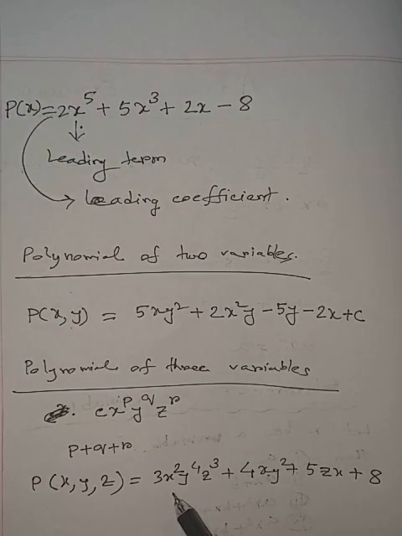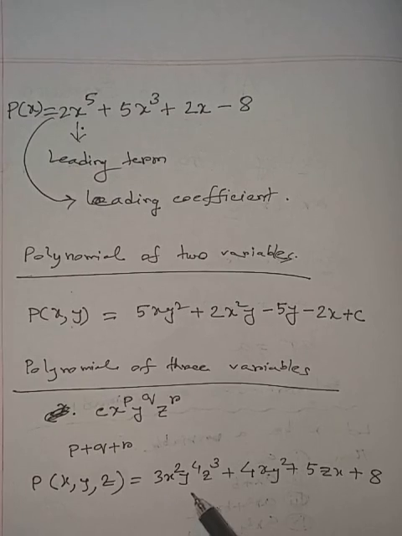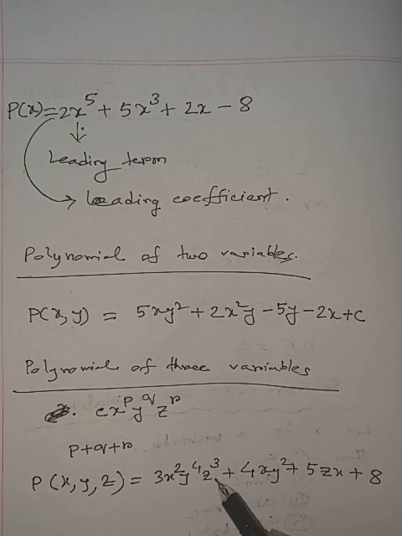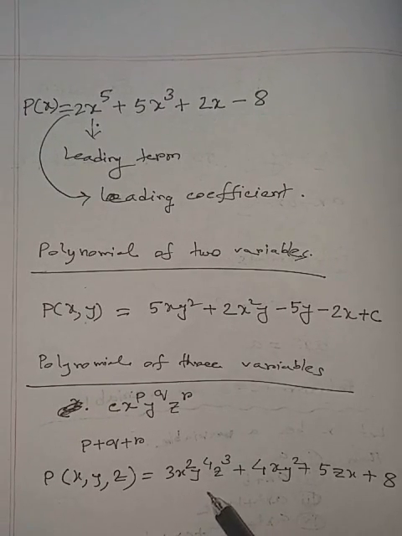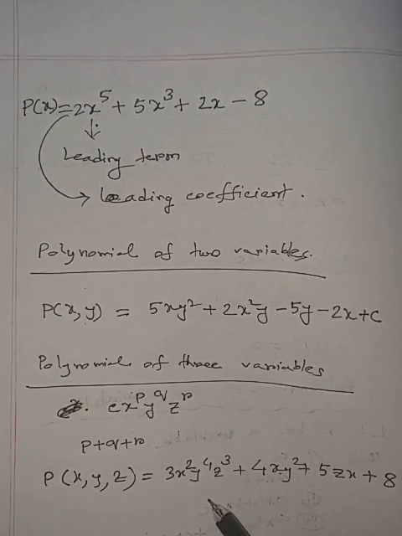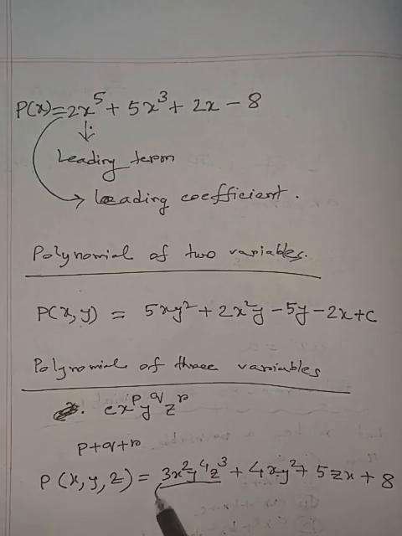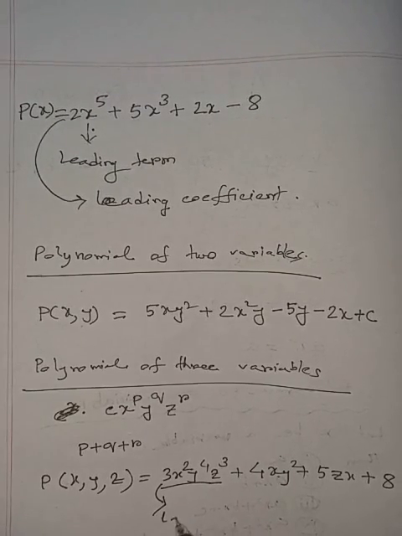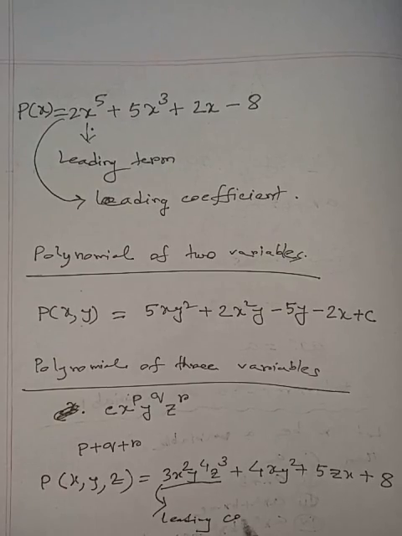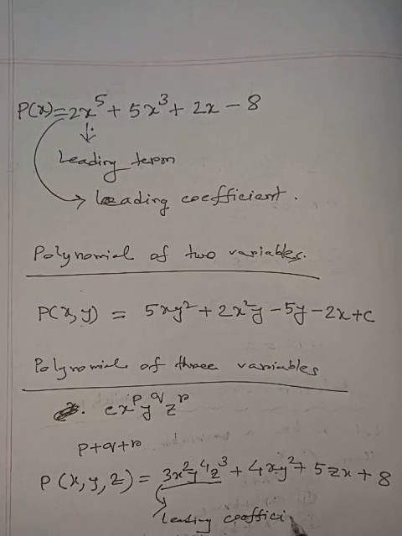Here the first term has degree 9, so this is the degree of the polynomial because this is the highest power, and this term 3x squared y to the power 4 z cube is the leading term of this polynomial, and the leading coefficient is 3 because this is the coefficient of the leading term.